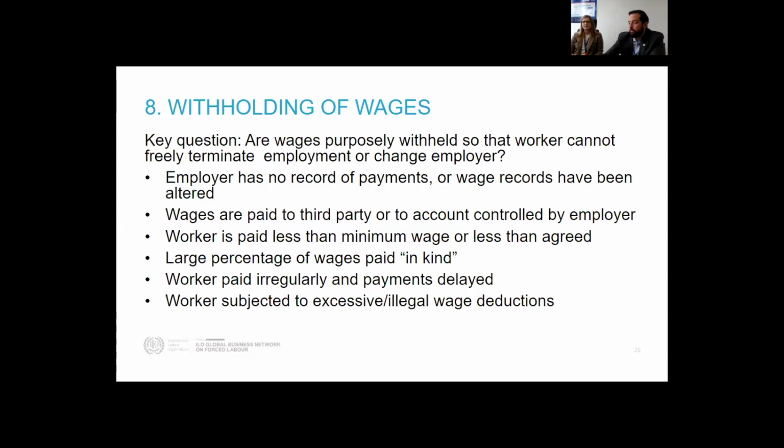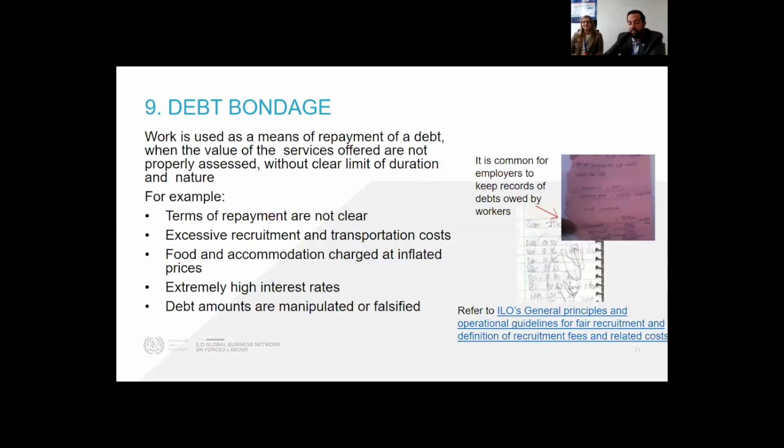Okay, so there is even a very common term used at the ILO and United States, which is wage theft, which can lead also into our next indicator, which is debt bondage. So one of the most common forms of forced labor, which is work that is used as a means of repaying a debt. So when the value of the services offered is not properly assessed, without clear limit or duration and nature, an illegal debt is created so that you can trap the worker into that working relationship, into forced labor.